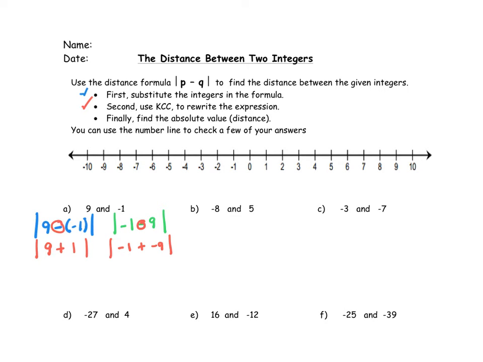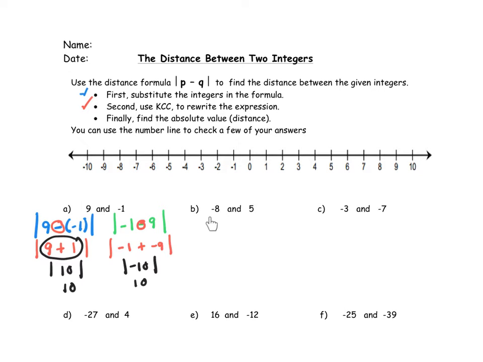So it says, finally, find the absolute value. So I have to first add these numbers to get 10, and the absolute value of 10, how far is 10 away from 0? Well, it is 10 units away from 0. If I go to the next one, -1 plus -9 is -10, but I still have to find the absolute value of that, and the absolute value of any number is always a positive. It would be 10 units away from 0.